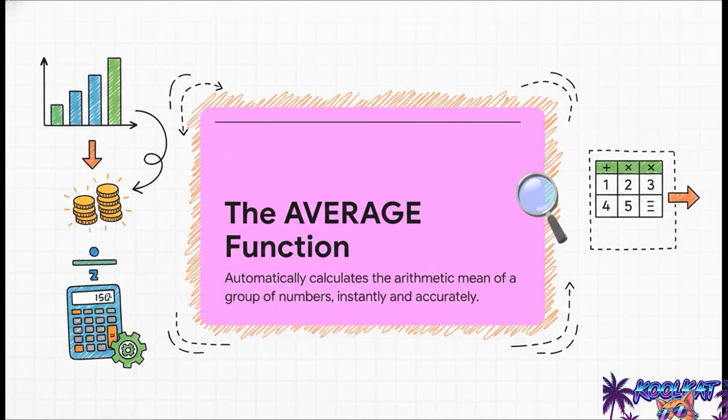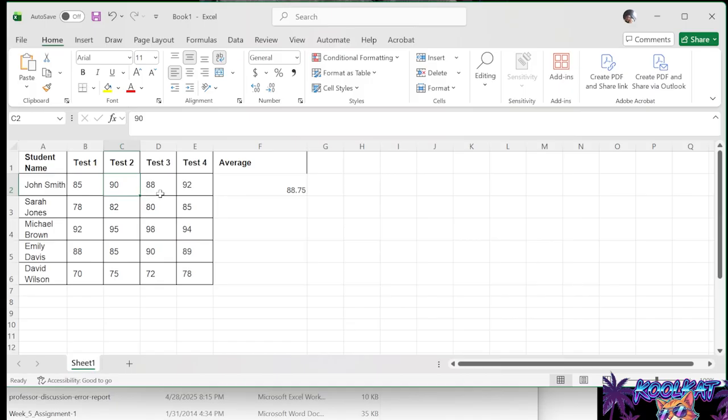And the solution is this beautiful, simple thing called the average function. It is elegance in its simplicity. You just show it a group of numbers, and in a split second, it adds them all up and divides by the count. And here's the best part. If you go back and change one of those numbers, the average updates automatically. You don't have to recalculate a thing.